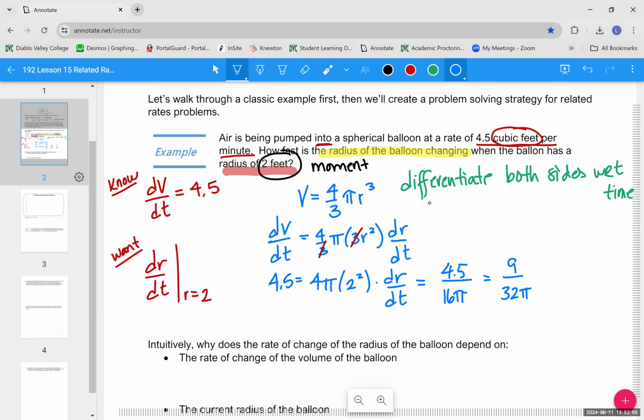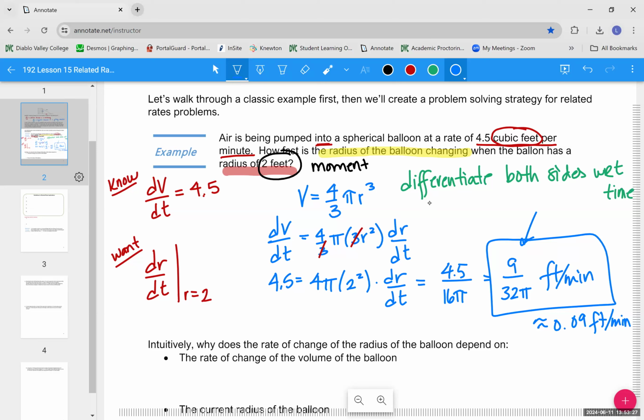And I should add some units. So what would we expect units to be? r would be a linear, so not a cubic feet, but just a feet. And t is in minutes. So this would be, whoops, this would be in feet per minute. And we could get a decimal approximation to have a sense of about how much that is. But in general, most of the derivative problems ask you for exact numbers.